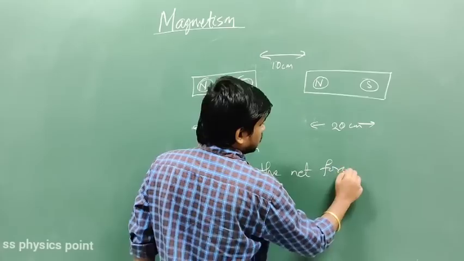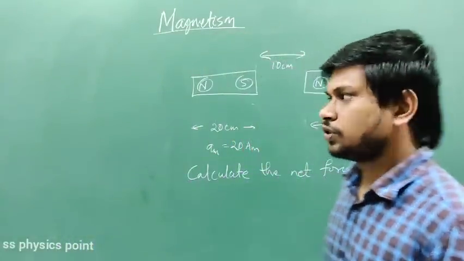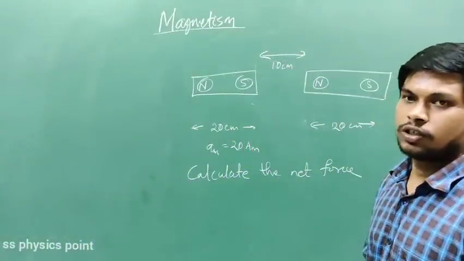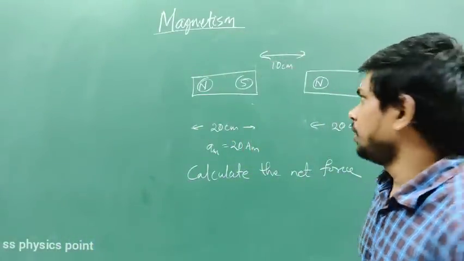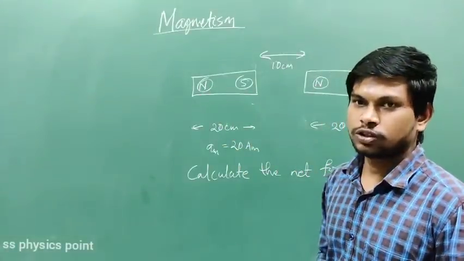Net force between the two magnets. दो magnet के बीच में कितना net force है? Calculate. Just try to do the calculation. So how will we do this? Just see here, how many poles are there? 1, 2, 3, 4. There are 4 poles.